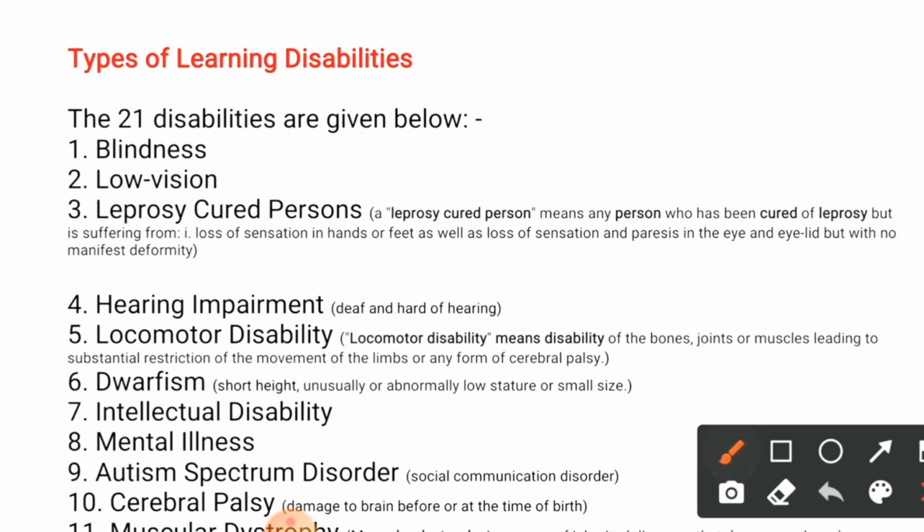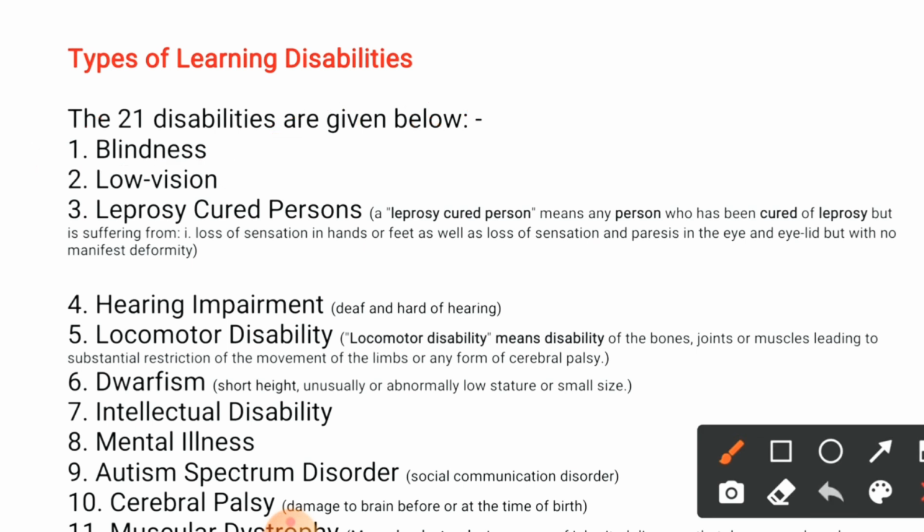So if you look at the first disability here, that is blindness. Blindness means when one is not able to see completely. One is not able to see completely, that is called blindness.